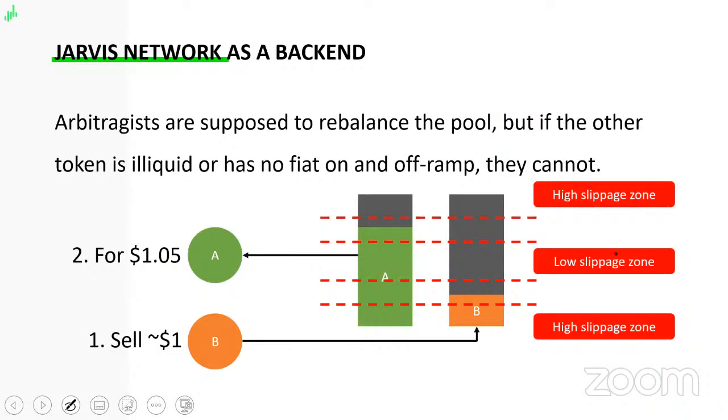And usually you have arbitrageurs who are supposed to come and rebalance the pool. So look, when you have a very big imbalance, so you have, for example, asset B and A which are in the high slippage zone.